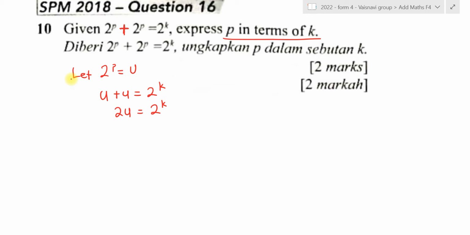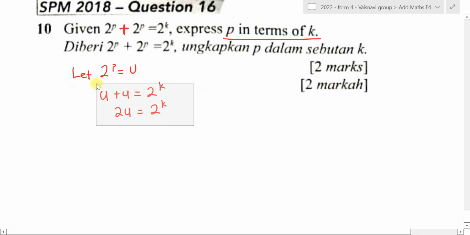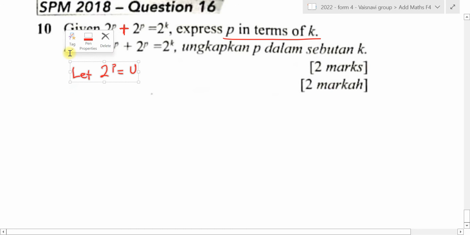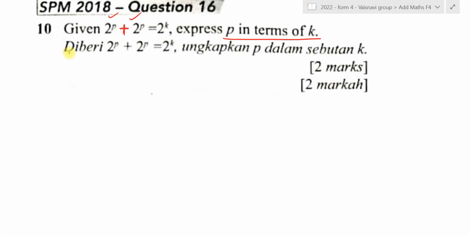Okay, what else can I do here? Need to think. Maybe what we can do, I think 2 power p plus 2 power p, right? Why not we try to factorize? Both also got 2 power p, right? So 2 power p (1 plus 1). When you factorize, you get 2 power p plus 2 power p equals to 2 power k. We try this method.